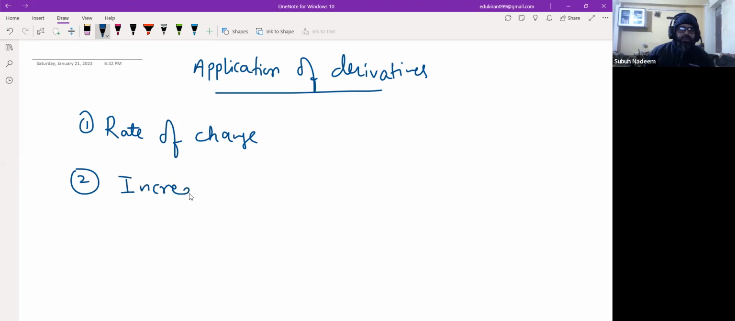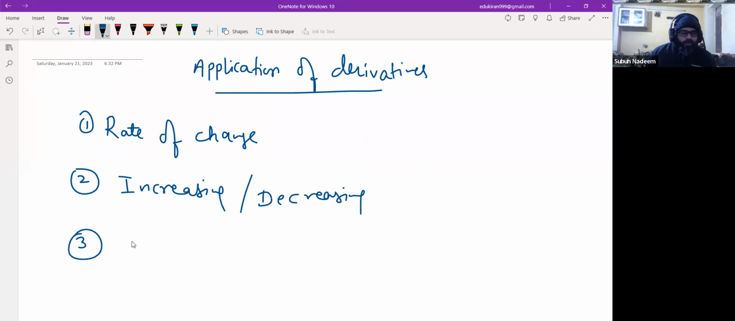Increasing, decreasing, and the third one is maxima minima. So we'll start with rate of change today.